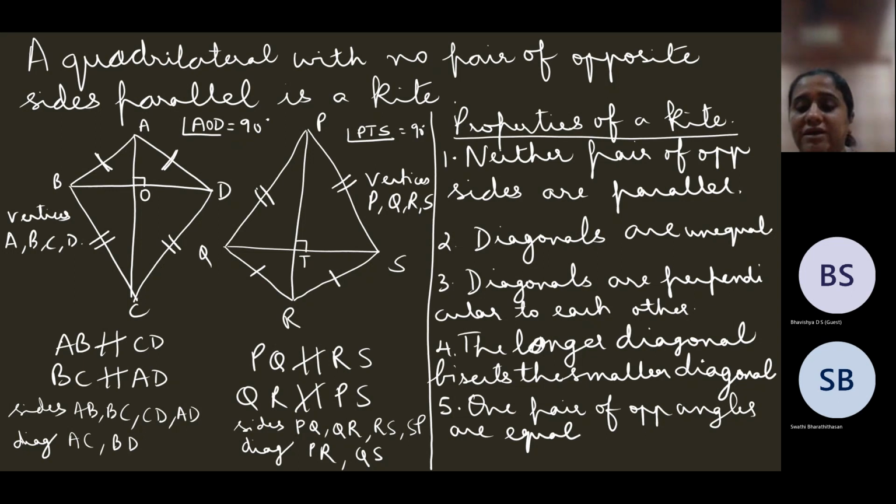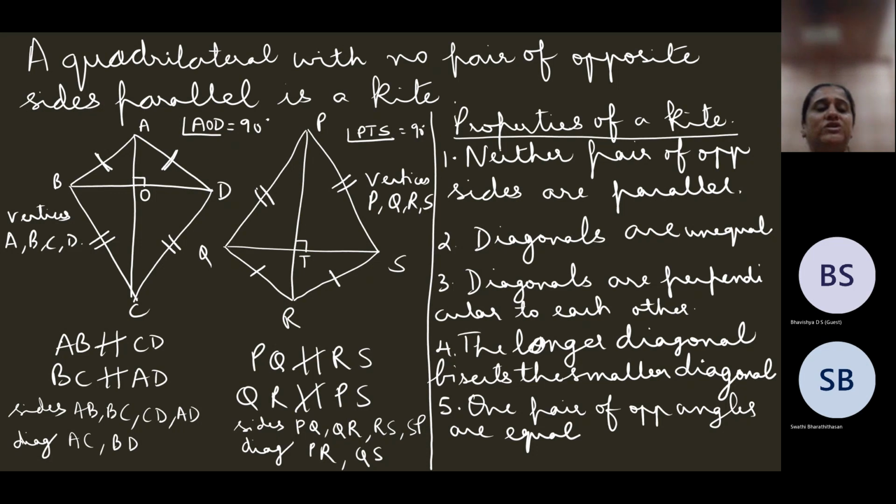Then the longer diagonal bisects the smaller diagonal. So Bhavishya, in the first figure, which is the longer diagonal? Ma'am, AC. The longer diagonal is AC. Which is the smaller diagonal? BD, ma'am. The longer diagonal cuts the smaller diagonal into two equal pieces. That is what bisects means.